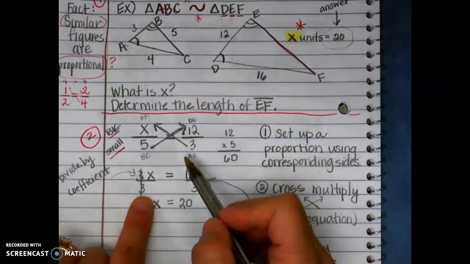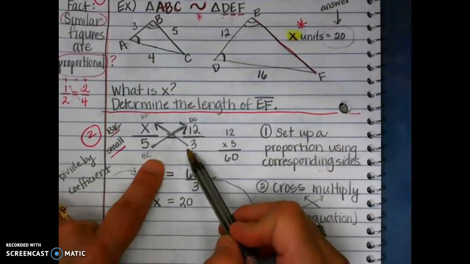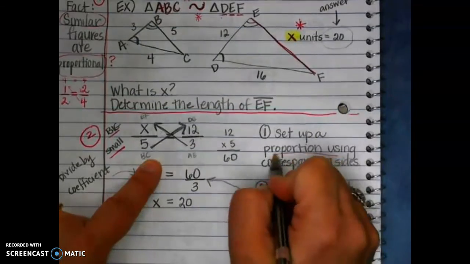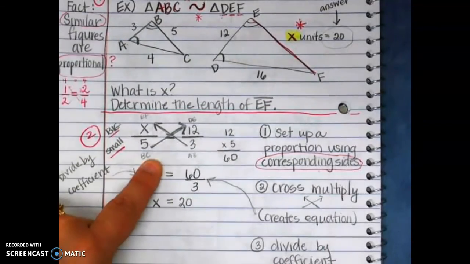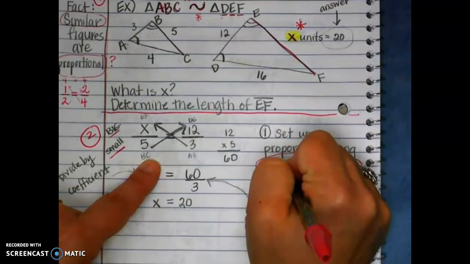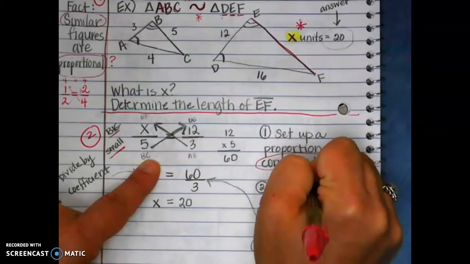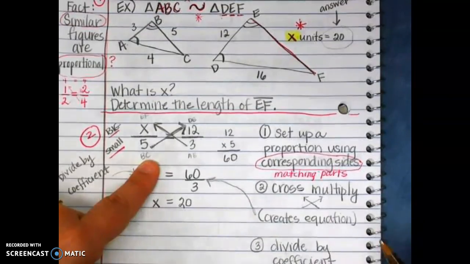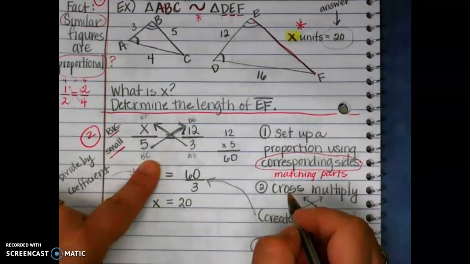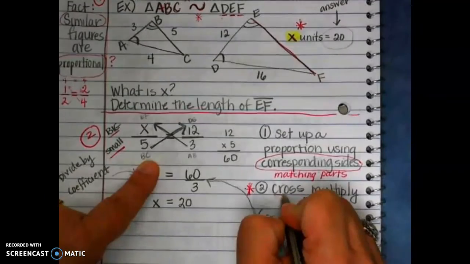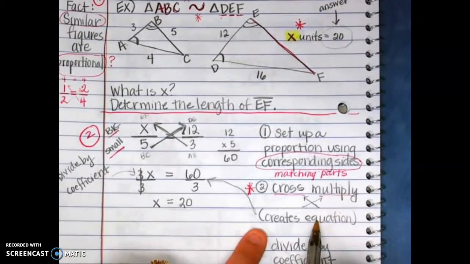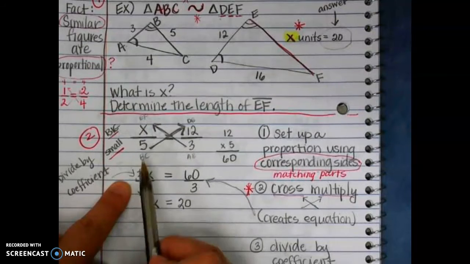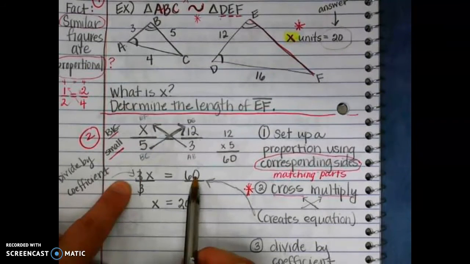Now, we are going to cross multiply. So these were our steps. You set up a proportion using your corresponding sides. Corresponding sides can also mean the matching parts. Then cross multiply. Y'all, cross multiply is humongous. After I cross multiply, it's going to create an equation. So 3 times x is 3x, and 5 times 12 is 60.